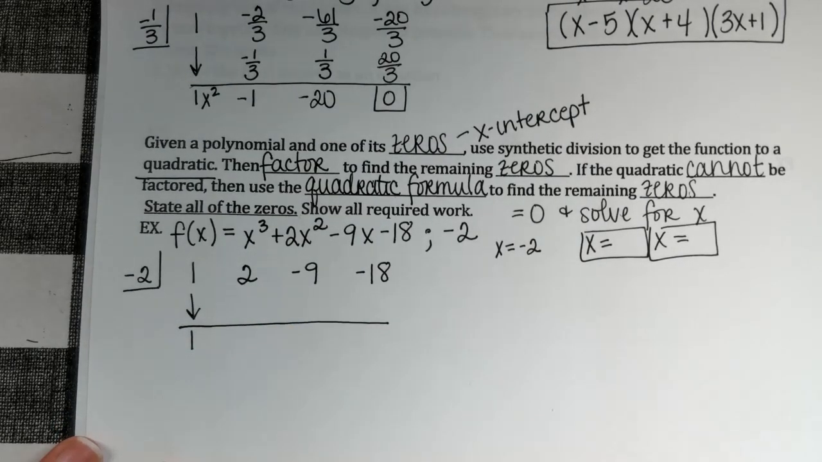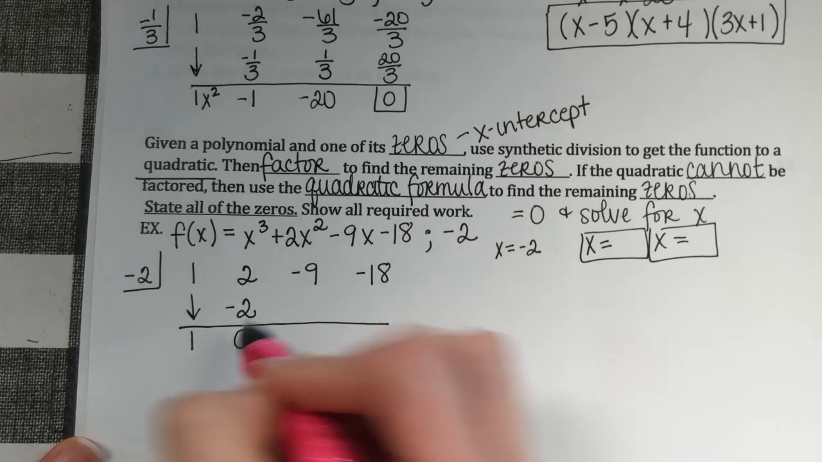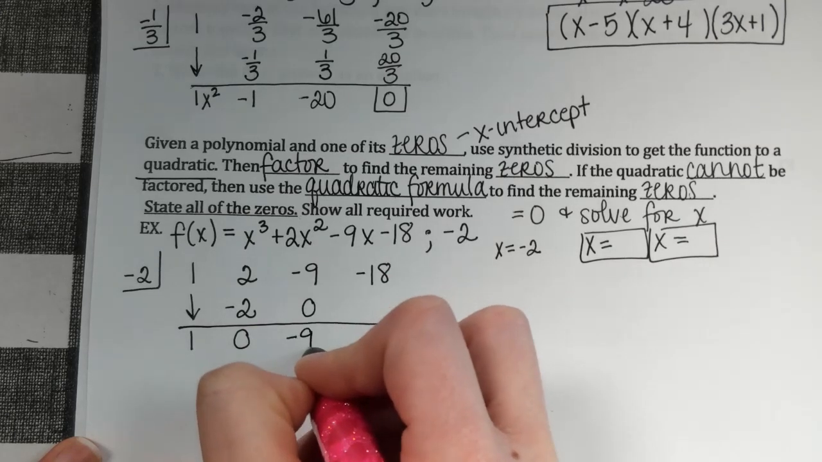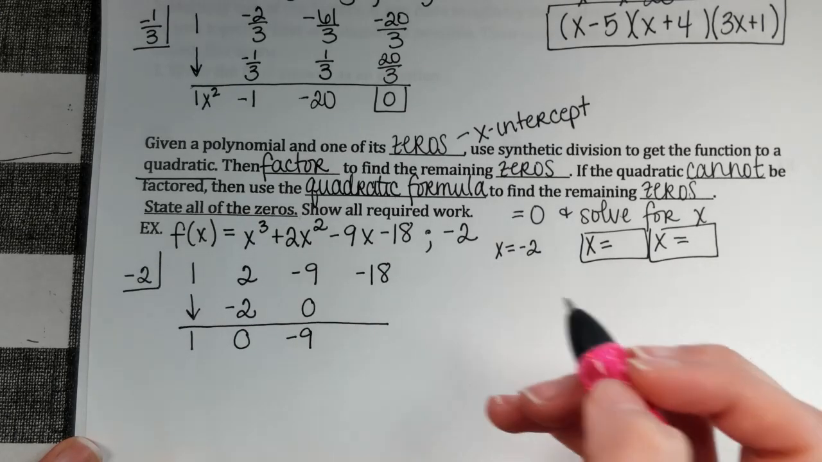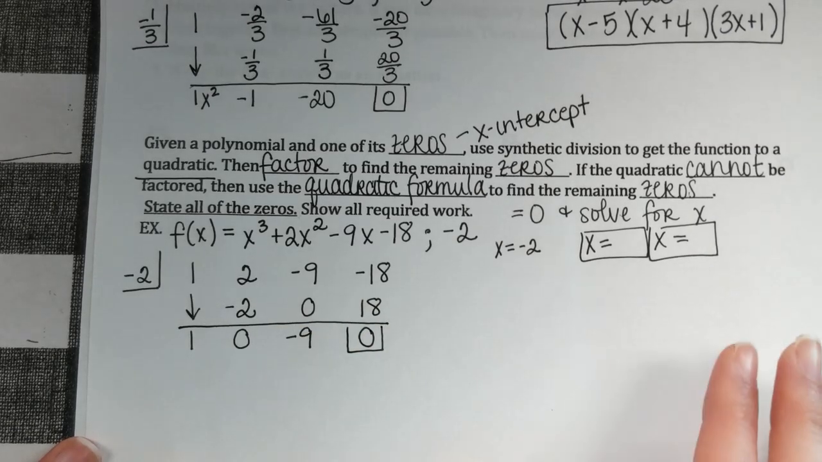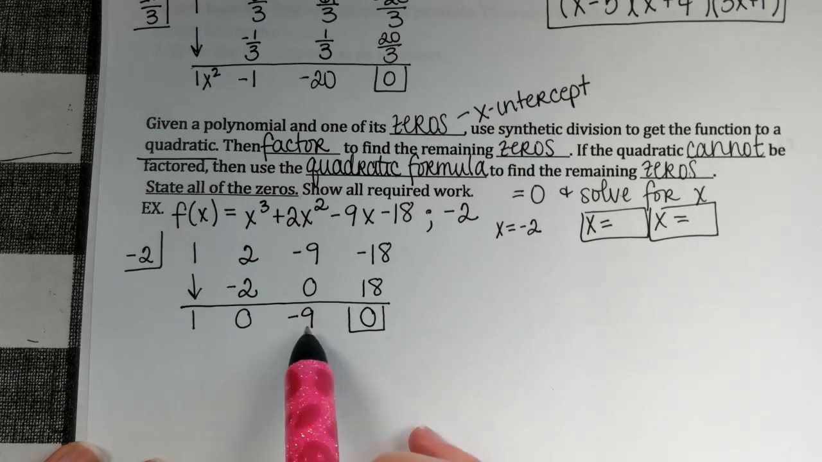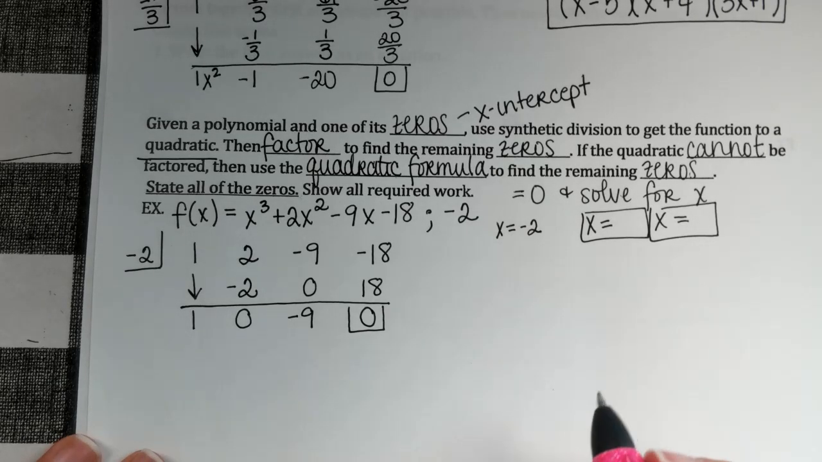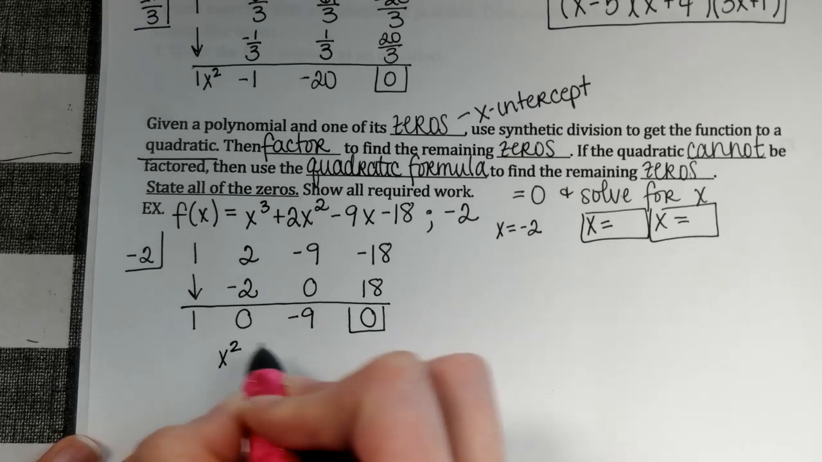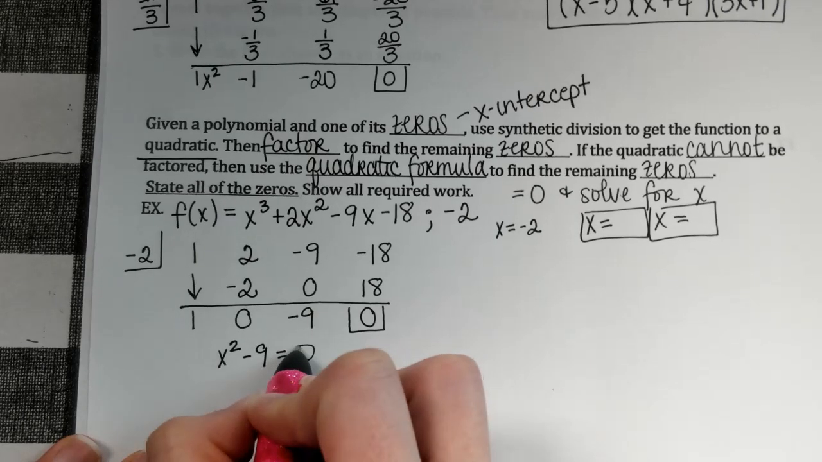Bring down your 1. Negative 2 times 1 is negative 2. Combine that with 2 to give you 0. 0 times negative 2 is 0. That leaves me with negative 9. Times negative 2 is a positive 18, which gives me the 0 I need. Okay? What is my quotient? What does this 1, 0, negative 9 tell me? What am I left with? x squared minus 9, and I set it equal to 0.